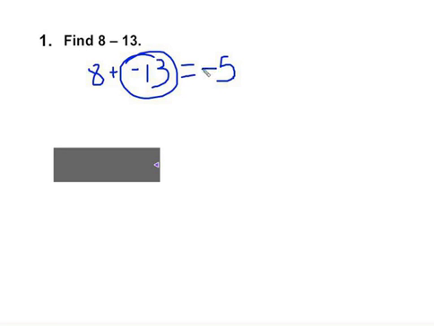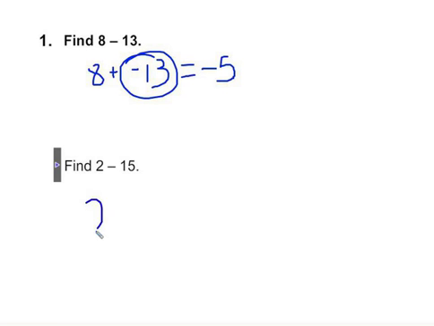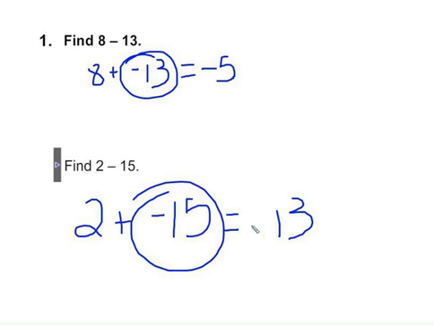So if I have 8 minus 13, I'm going to keep, change, change, or add the additive inverse. So that means I'm going to have 8 plus negative 13. I'm going to think to myself 13 minus 8 is 5, but since negative 13 has the greater absolute value, that is going to be negative. 2 minus 15, I'm going to add the additive inverse or keep, change, change, so that's going to become 2 plus negative 15. So I'm going to think to myself 15 minus 2 is 13, and I'm going to take the sign of the greater absolute value.